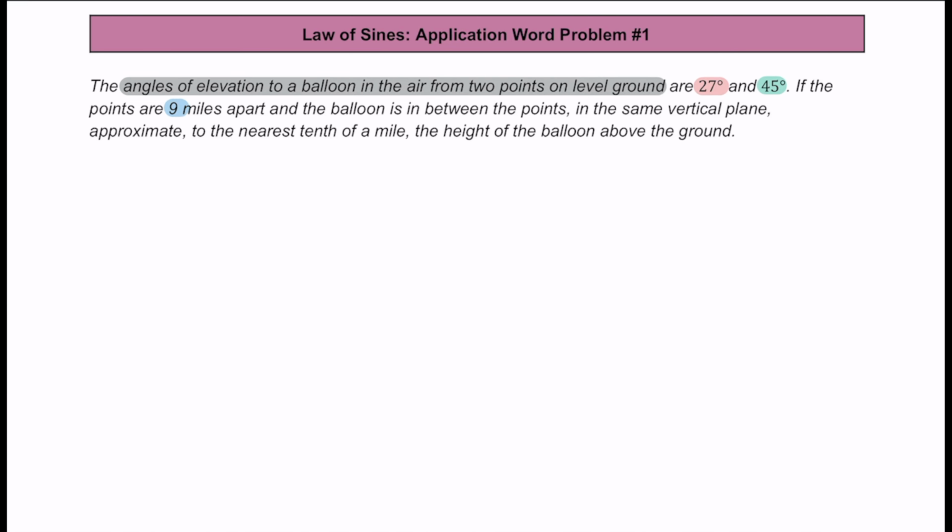These 2 points on the ground are going to be 9 miles apart, and the balloon is going to be between the 2 points in the same vertical plane. Our job here is to calculate and approximate to the nearest tenth of a mile the height of this balloon above the ground. Let's start by visualizing what's going on by drawing a picture together.